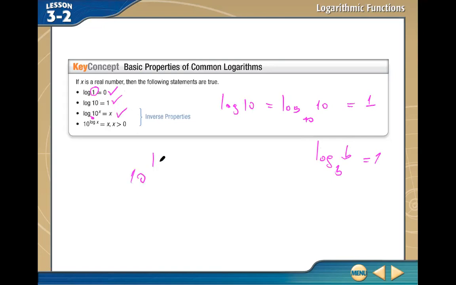So 10 to the power of logarithm of 5 is equal to directly 5. Why? There is a hidden 10 here. Base is not given, means base is 10. So common logarithm means base is 10. All the rules we have learned, we can use.